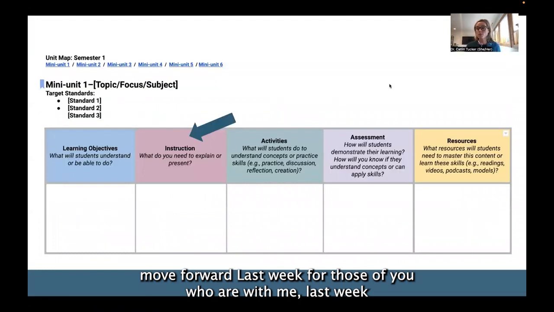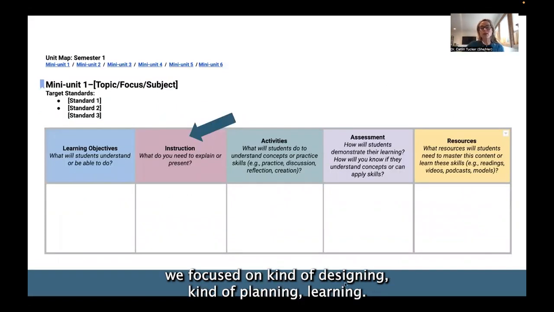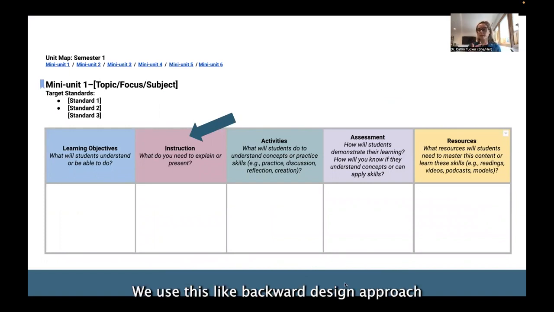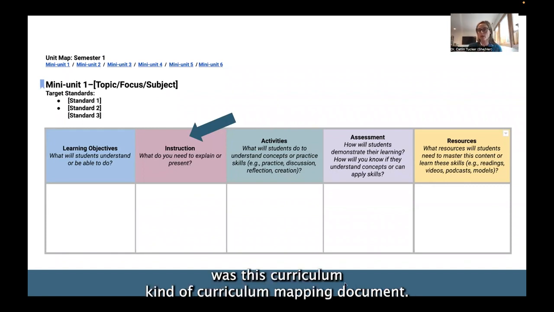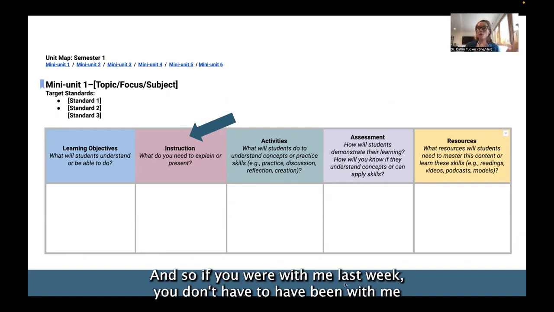Last week, for those of you who were with me, we focused on designing and planning learning. We used a backward design approach to thinking through mini units of study. One of the resources I shared was this curriculum mapping document. If you were with me last week, you don't have to have been with me for this session.